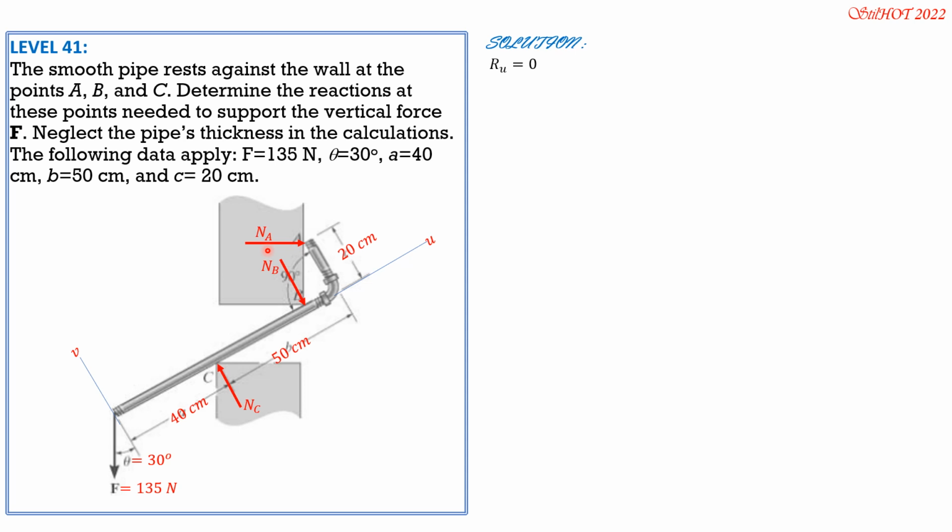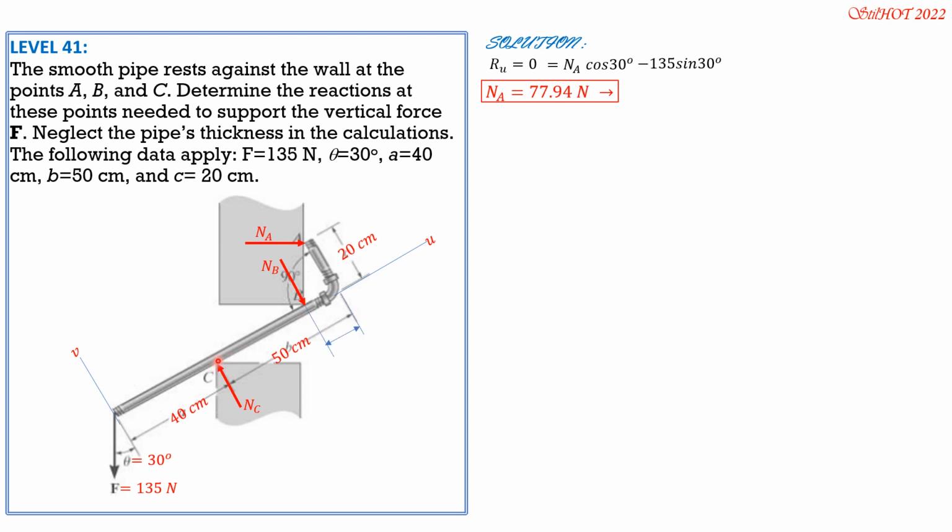So therefore its component is NA cosine 30 equals the component of 135 in the opposite direction of U, and it is minus 135 sine 30. NB and NC are perpendicular to this U axis, so they have no components. From here we can solve NA. NA is equal to 77.94 newtons horizontally rightward.